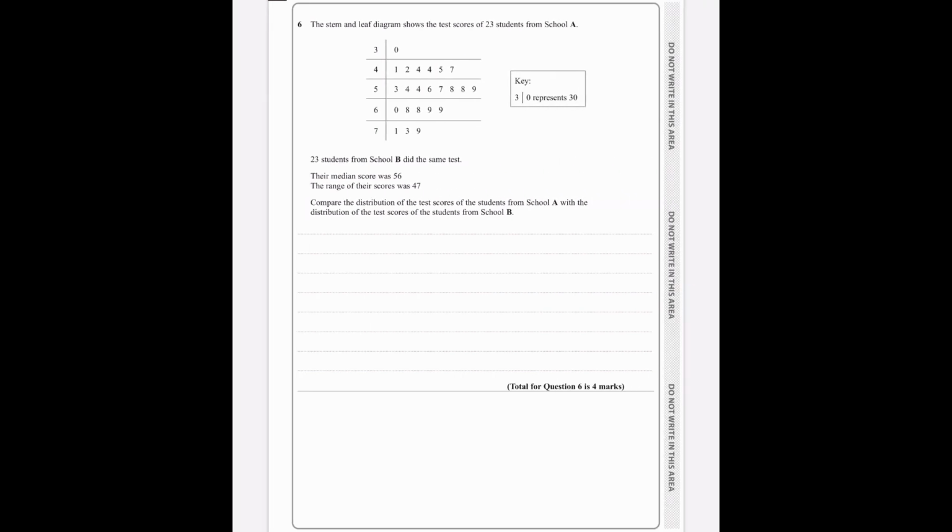Here's an option for finding the median of a stem and leaf. You can just cross off the first and the last, each time, and if you do that carefully, the one you're left with, or if you're left with 1, that will be your median. If you're left with 2, you find halfway between them. In this case, we're left with 57. So the median is 57.